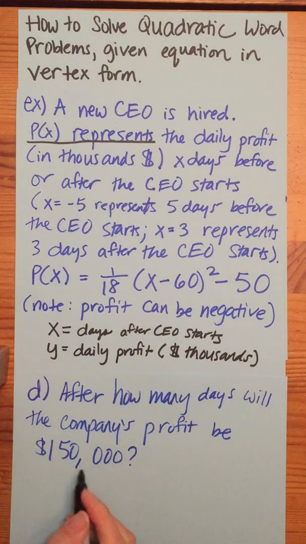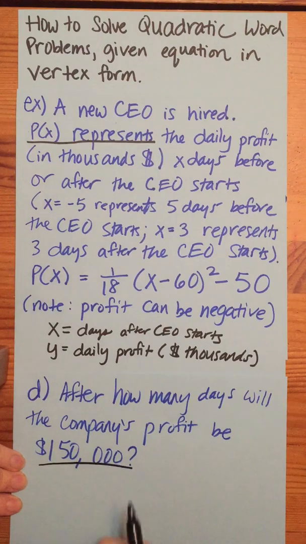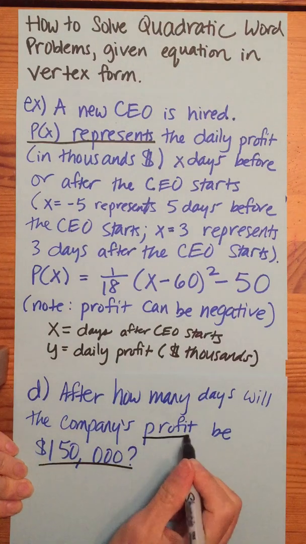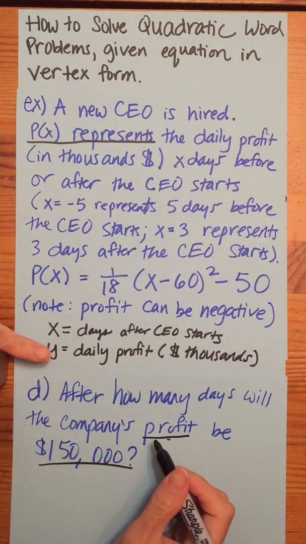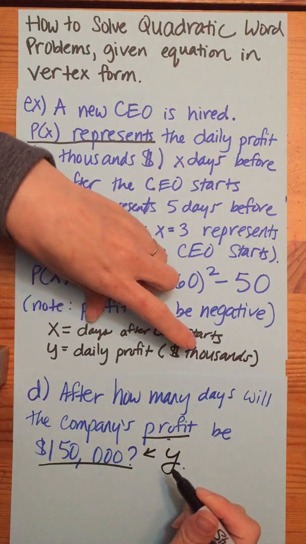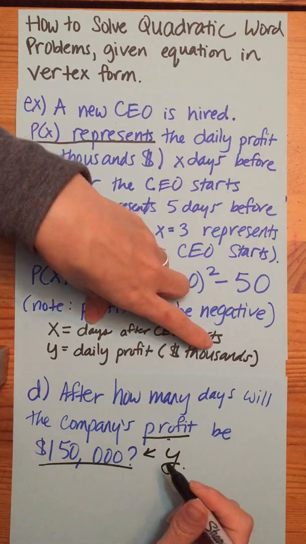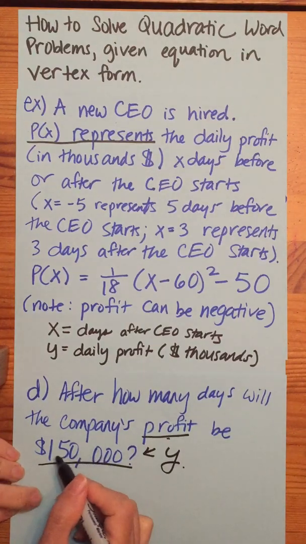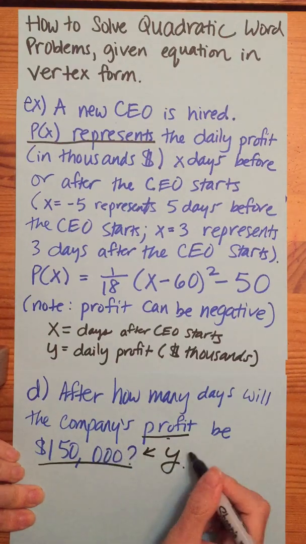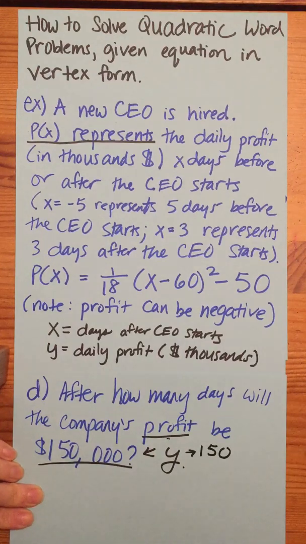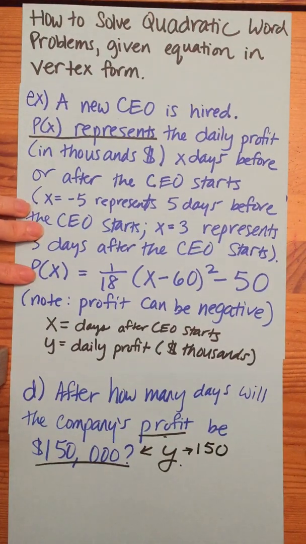The first thing is they gave us a number, so we need to figure out whether to plug that in for X or Y. It says that the company's profit will be $150,000, so we're looking for what represents profit, and in a previous video we marked that Y stands for daily profit, so it makes it very easy to know that this is the value for Y. Now be careful, because Y is the profit in thousands of dollars, so it's very easy to miss this. If the profit is $150,000, then Y is actually 150, not 150,000. So that's what we're going to plug in for Y in this equation.